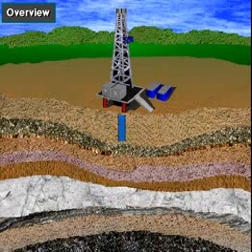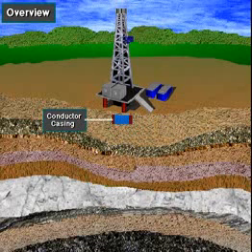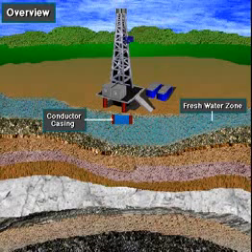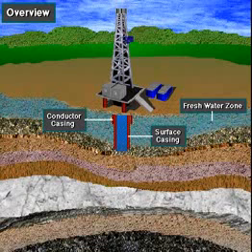For one thing, formations near the surface tend to crumble and cave in easily, so conductor casing prevents cave-ins. For another thing, formations near the surface may also hold fresh water that the well cannot contaminate. So surface casing protects freshwater zones.